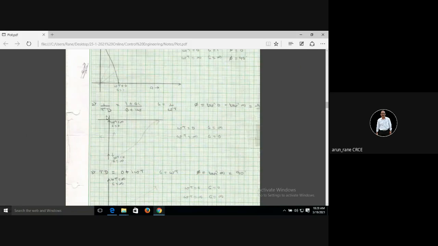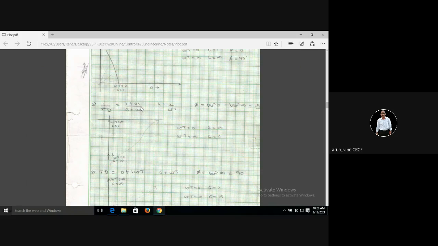Now let us take this transfer function, 1 upon td. So now 1 can be written as 1 plus 0 I. Correct? td can be written as, now this t you have to replace by omega or omega t, so it can be written as 0 plus I omega t. Correct?